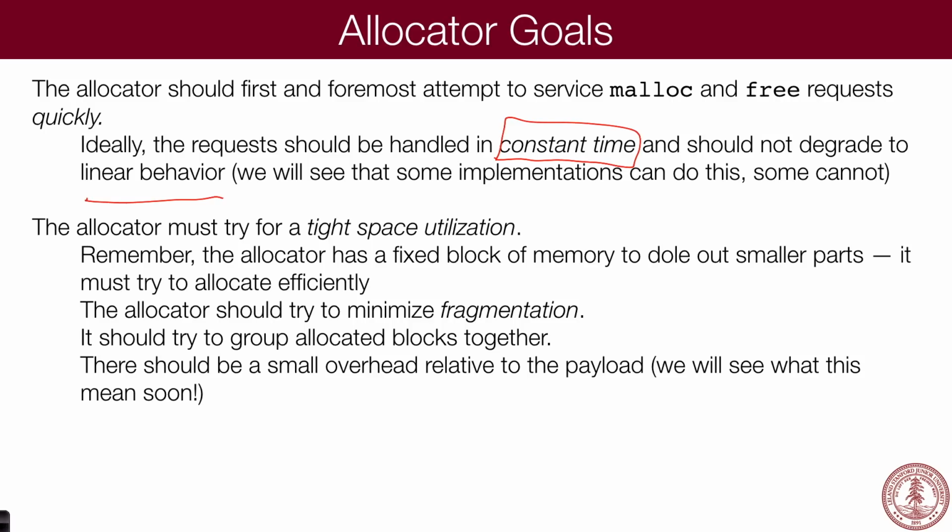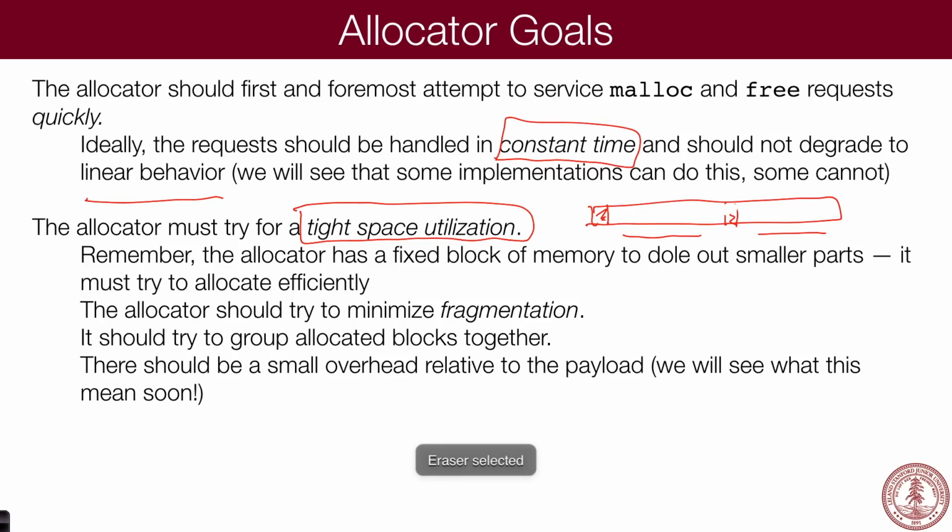It also wants to try for what we call tight space utilization. That means it's going to try to pack everything into that memory block. If you ask for a little one here and then another little one, it's not going to put the other little one way over there if it can help it, because that would leave you with two much smaller free chunks. Instead, it's going to try to put it right next to the first one so that you've got this whole area free.